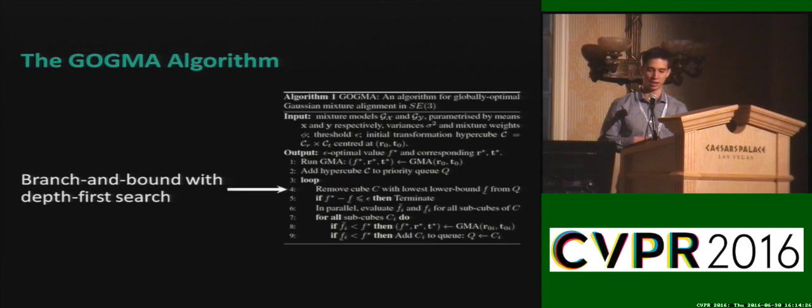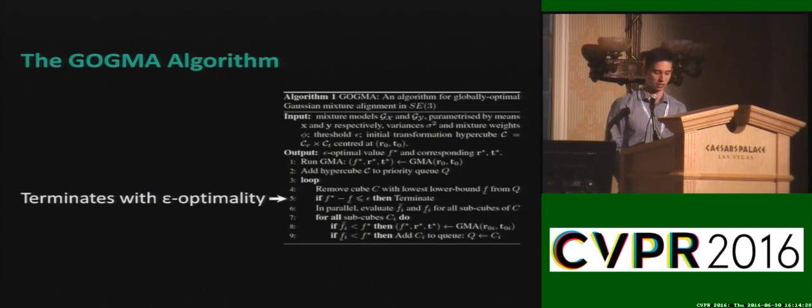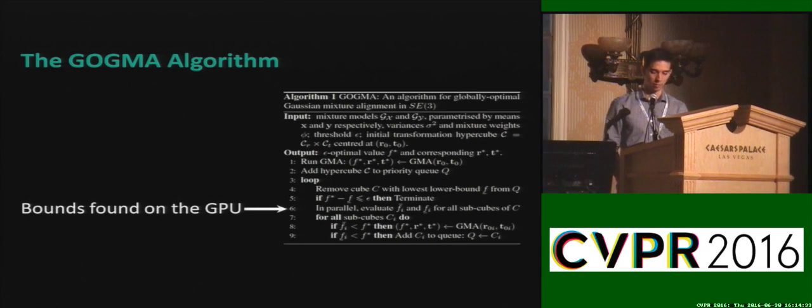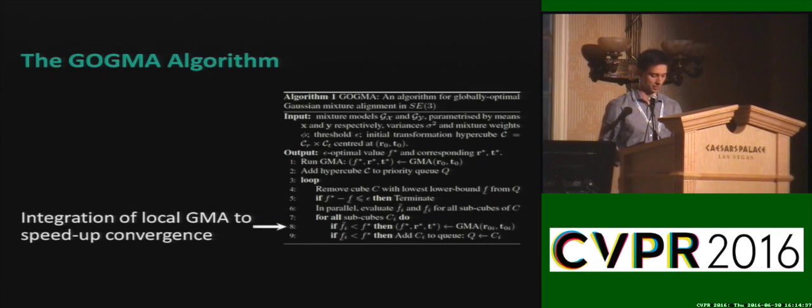The algorithm itself applies branch and bound with depth-first search and terminates with epsilon optimality. It finds the upper and lower bounds simultaneously on the GPU and integrates local GMA to accelerate convergence.